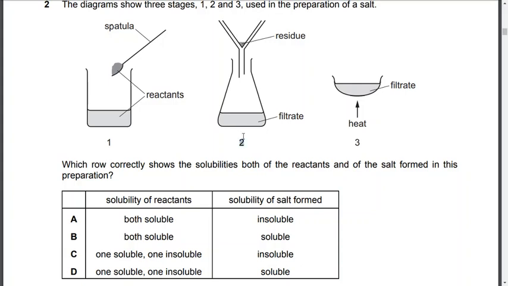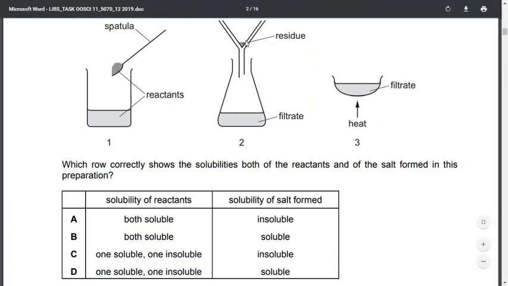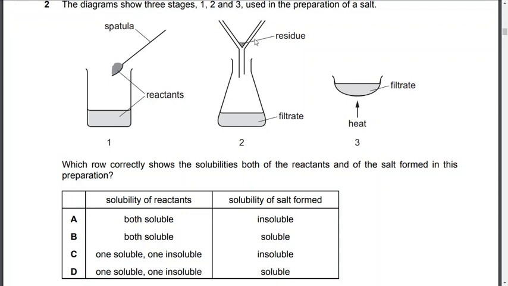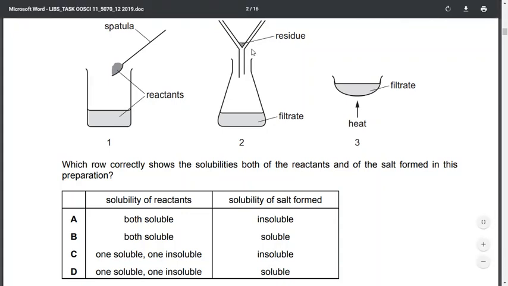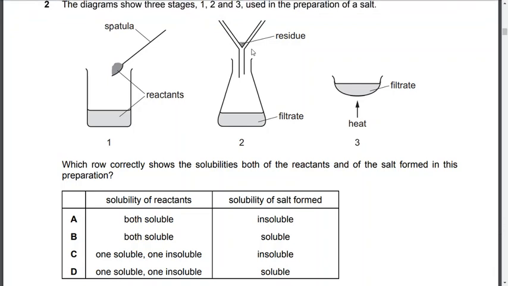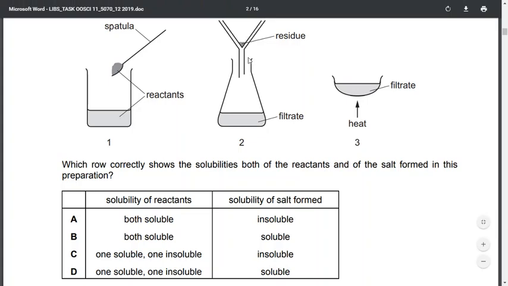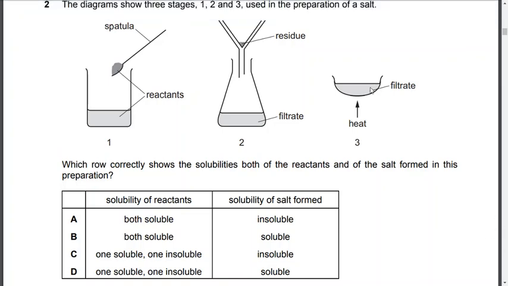Then if we come on number 2, over here there is a residue, which is definitely an insoluble salt formed in here, because it doesn't get dissolved, so it won't pass the filter paper. Remember, the residue is always an insoluble salt. Then coming to 3, we have provided heat to the filtrate over here, and the final salt that comes out is after the heating process, after the evaporation process. The leftover salt is basically the final salt.